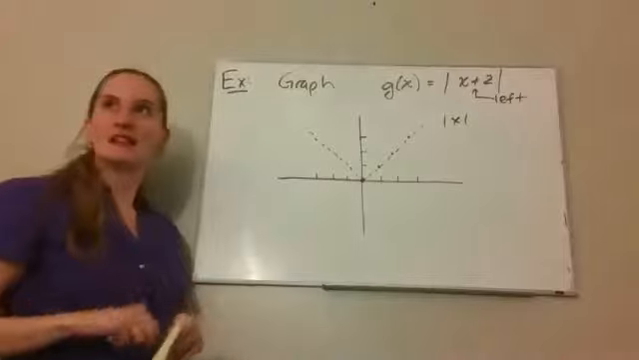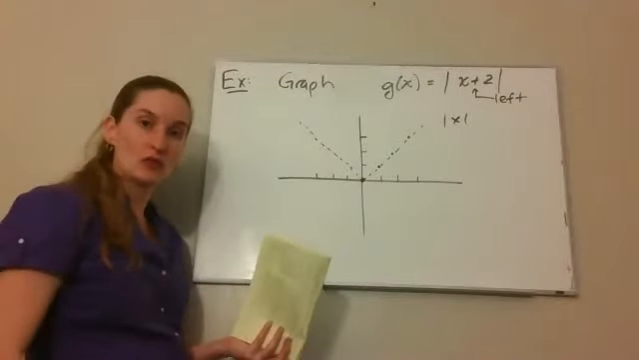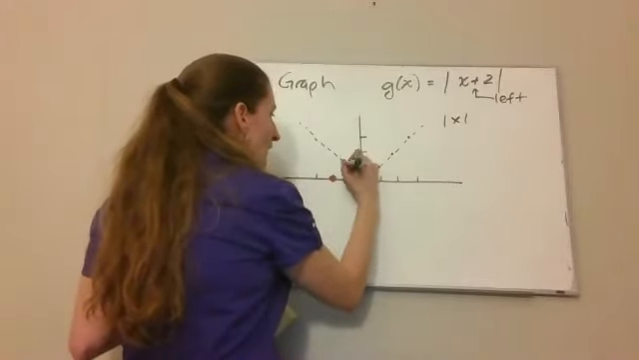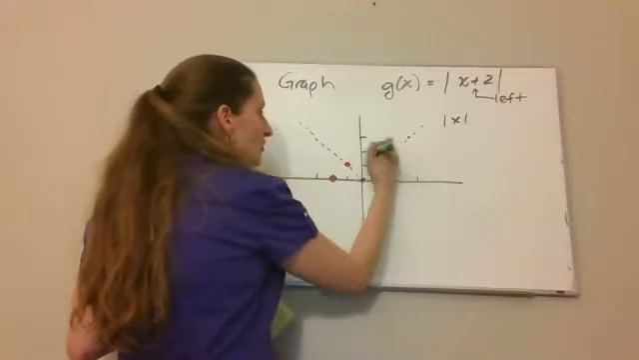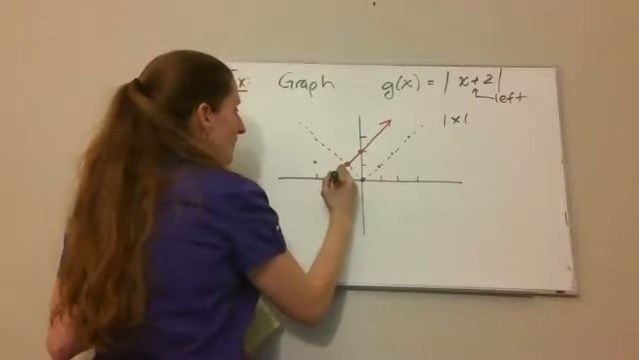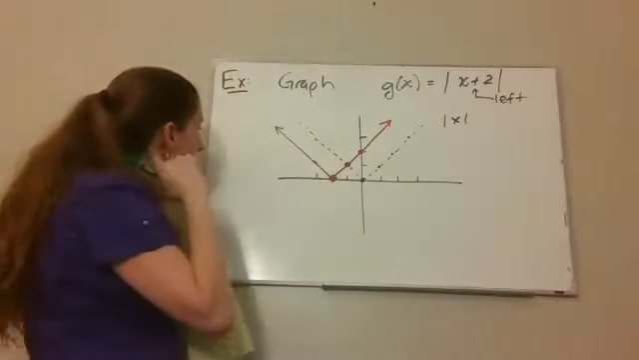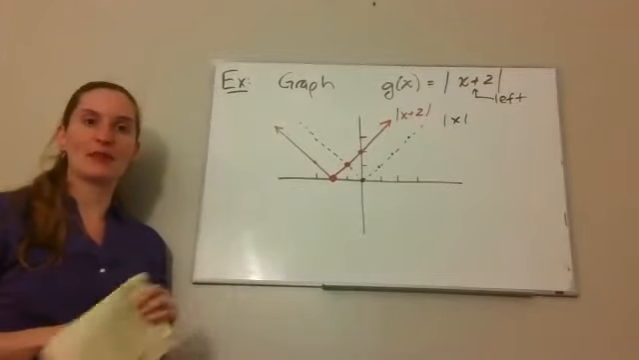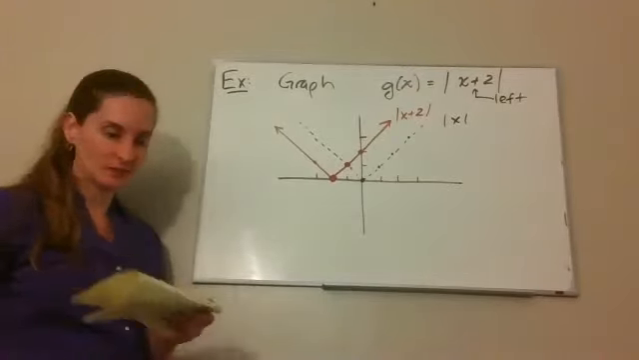So I'm going to take this entire V shape and shift it all to the left, 2 spots. I'm going to take this point at 0, 0, and it goes to the left 2 spots. This point at 1, 1 goes to the left 2 spots. 2, 2 goes to the left 2 spots, and so on. And I get a nice V shape again. It's just shifted over to the left 2 spots. And there is my graph of absolute value of x plus 2.